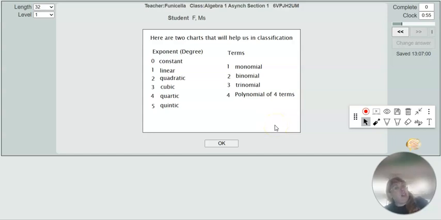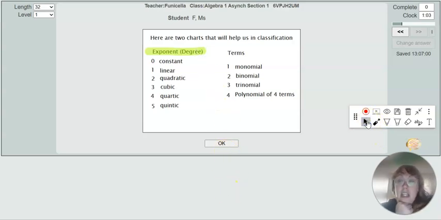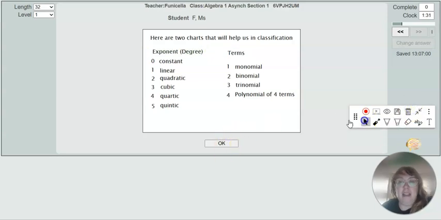So these are the two charts that are going to help us in classification. When we're looking at our degree, first we have 0 degree, which is constant. First degree is linear. Second is quadratic. Third degree is cubic, fourth degree is quartic, and fifth degree is quintic. We talked about all of those in the pair deck. And then when we're looking at the number of terms on the right, if there's one term, it's called a monomial. 2 terms is a binomial. 3 terms is a trinomial, and then 4 terms is a polynomial. Okay. So let's do some practice.